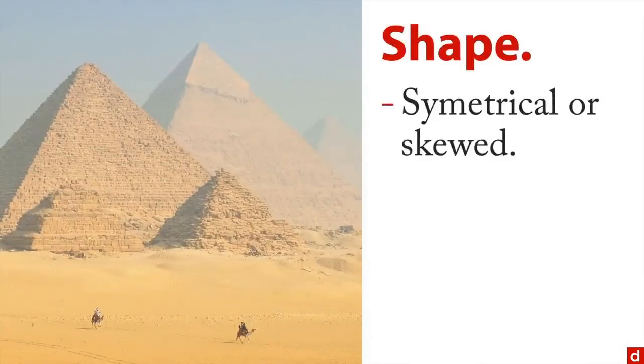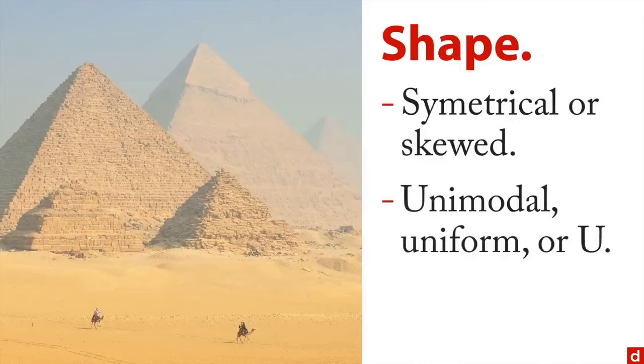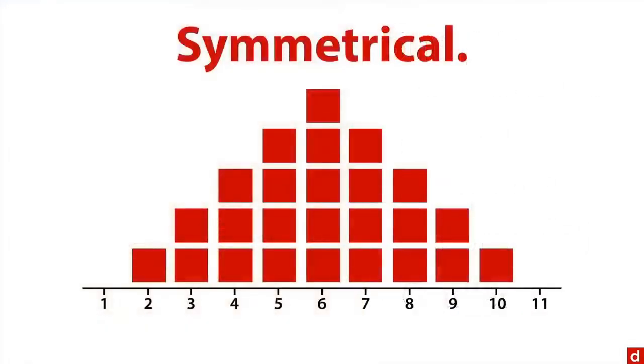You can have symmetrical or skewed distributions, unimodal, uniform, or U-shaped. You can have outliers. There's a lot of variations. Let me show you a few of them. First off is a symmetrical distribution. Pretty easy. They're the same on the left and on the right. And this little pyramid shape is an example of a symmetrical distribution.